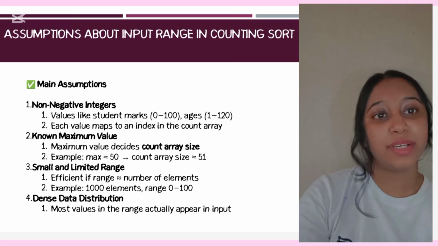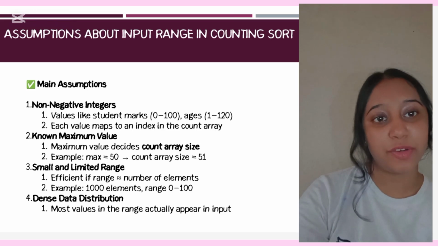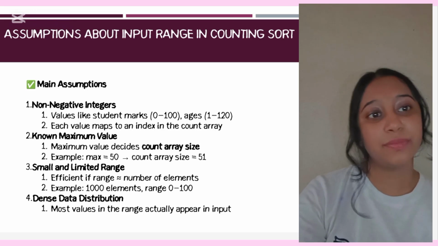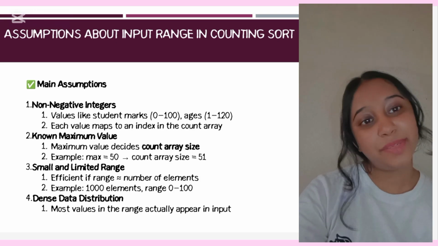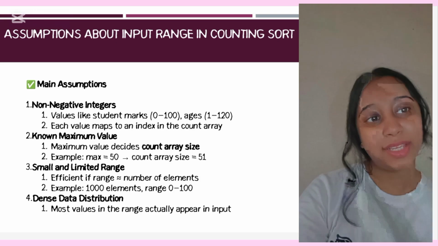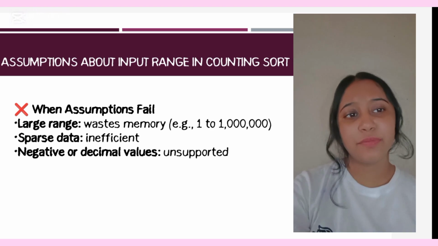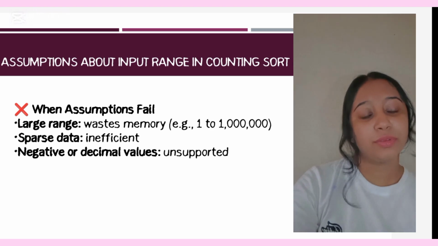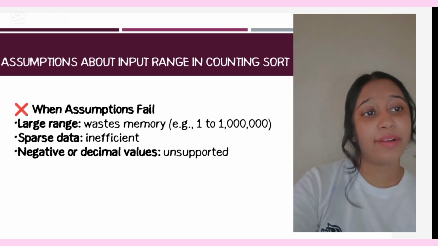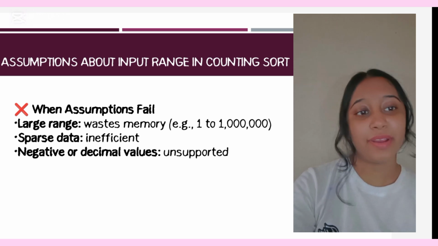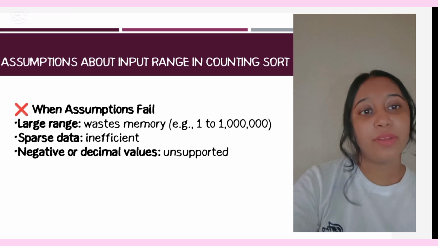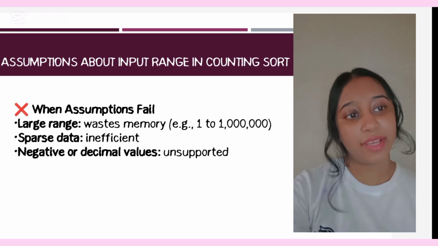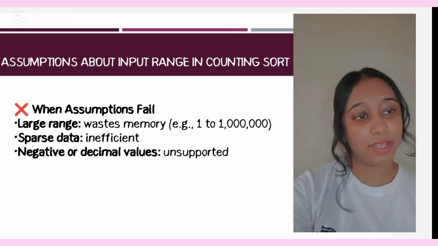The fourth one is dense data distribution. Counting sort assumes that values are reasonably dense within the range. This means most values in the range actually appear. When this assumption fails, for a large range, if values range from 1 to 1000, the count array becomes very large. This wastes memory and reduces efficiency. With sparse data, if only a few values appear in a huge range, counting sort is inefficient.